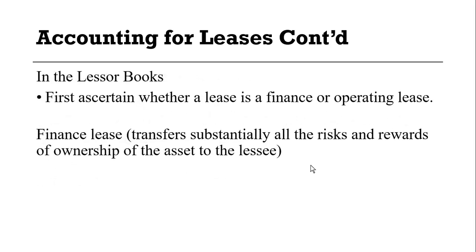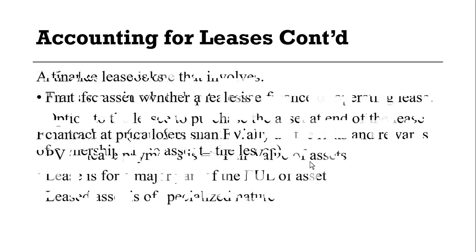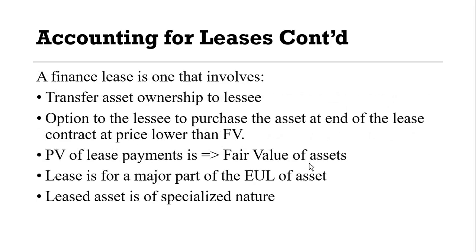Okay, let us look at the lessor's books. The lessor is the legal owner of the asset. We must first ascertain whether a lease is a finance or operating lease. Finance leases, of course, substantially transfer all risks and rewards of ownership of the asset to the commercial owner, who is the lessee. A finance lease, again, I want you to take some bit of time to read through those points. That is just textbook knowledge.